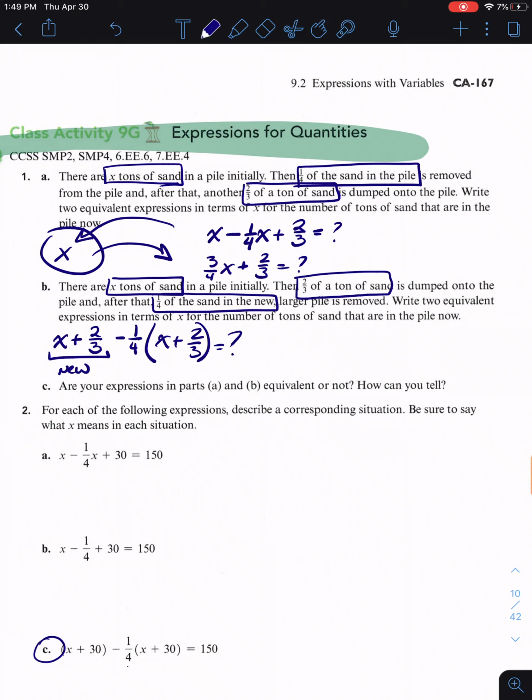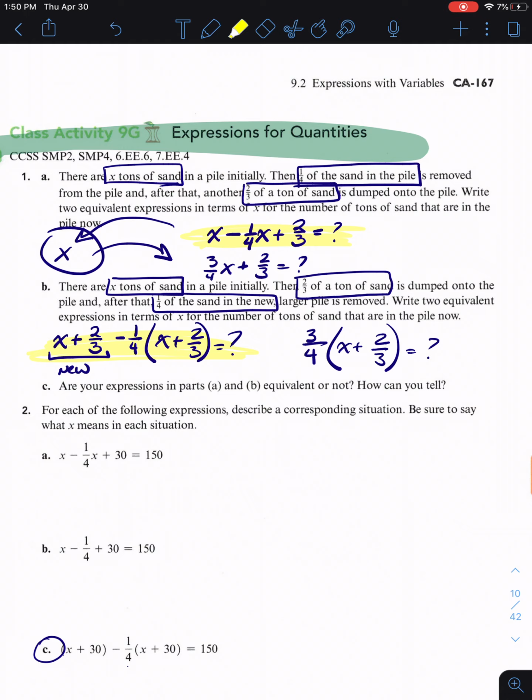Another way we could do it is to say, well, when we're removing a quarter of something, we're left with 3/4 of the new large pile. That certainly could be another way. So in your expressions A and B, are they equivalent or not? And how can you tell? I'd like you to take a look at the expressions. Is the expression for the first example the same as the expression for the second problem? Try to make sense of it. Try to think about it from the point of view of the problem as well. Maybe draw it, if that helps.